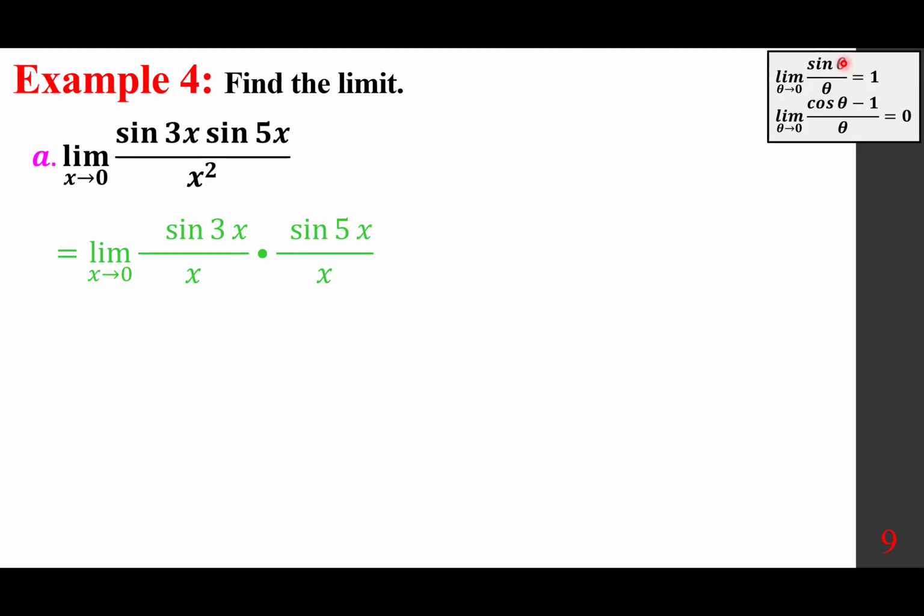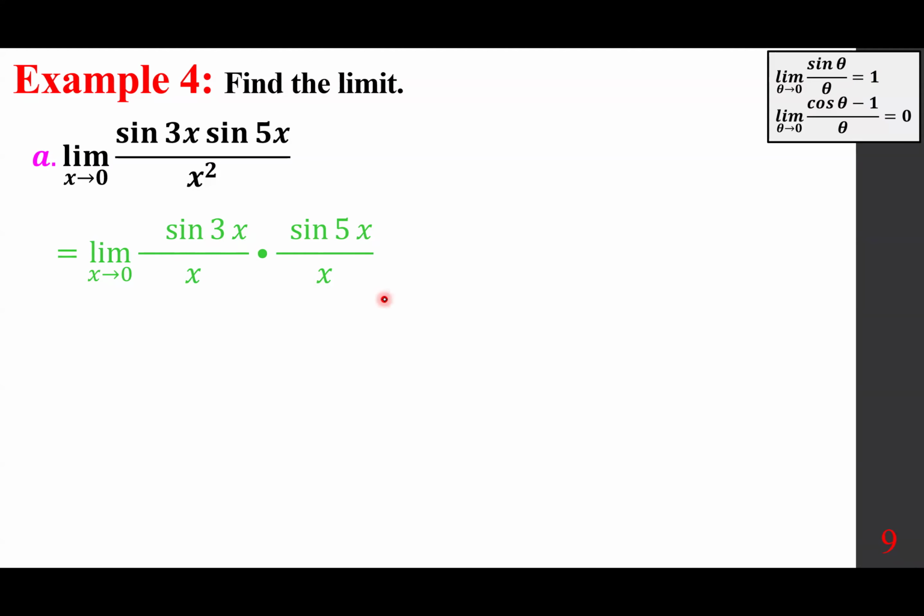Now, it's important to understand what this tells us. If the argument of sine, and by the way, the argument of sine you can't change, is theta, and it's identical to the denominator, and that argument approaches 0, then this will result in 1. So if this were 3x and this was 3x, this would be 1. Since this is sine of 5x, if this was 5x and this was 5x, this would be 1.